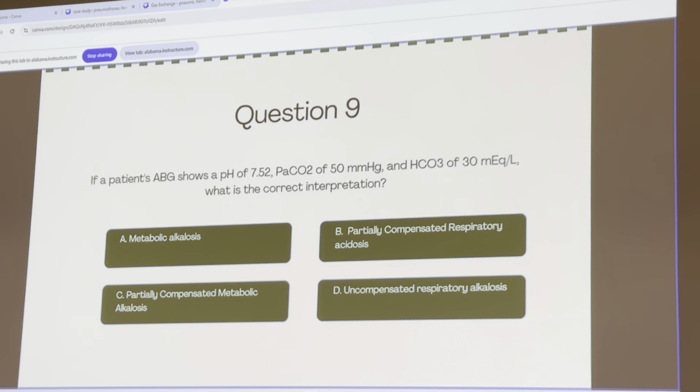pH is 7.3, so that's too low. CO2 of 55, too high, right? Bicarb of 24. All right. I got respiratory acidosis, right? And then is my bicarb trying to help out at all? No. So uncompensated respiratory acidosis. Right. That should be it.